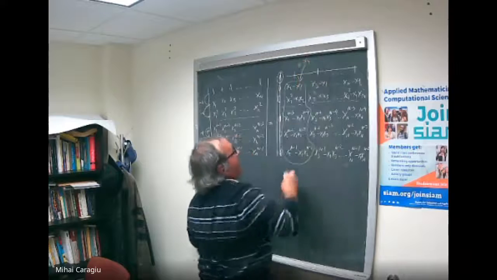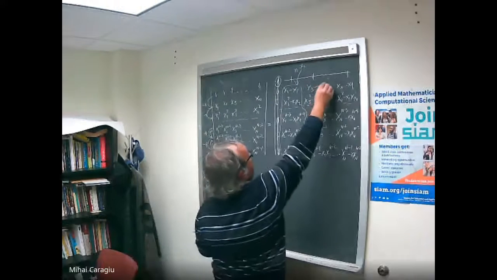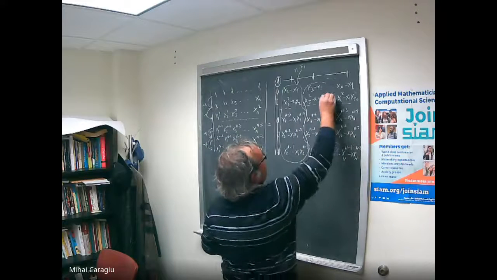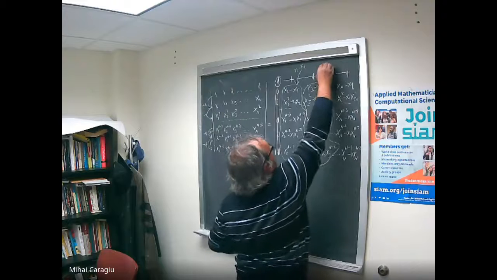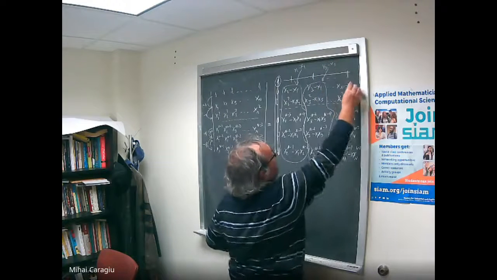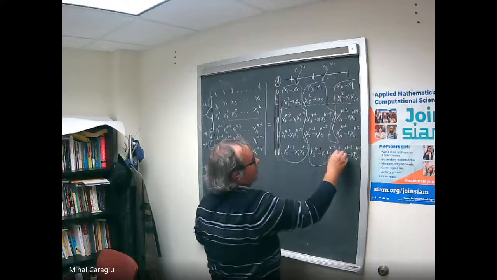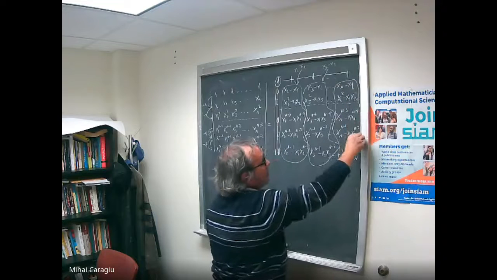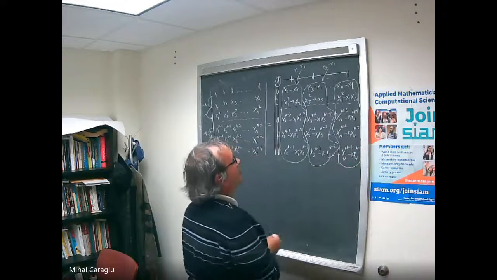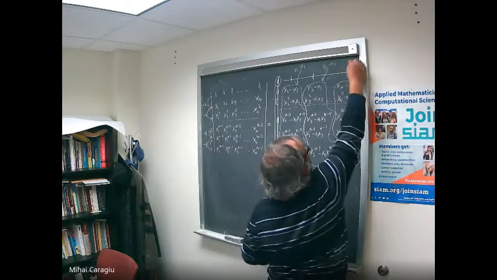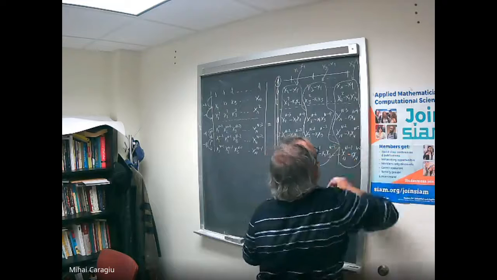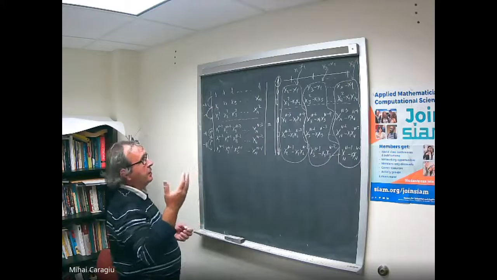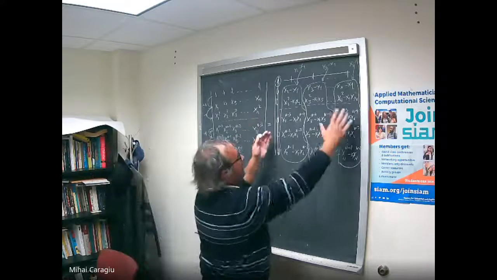Among the entries of the second column here, a common factor is x3 minus x1. Among the entries of the last column of the n-1 order determinant here, a common factor will be xn minus x1.